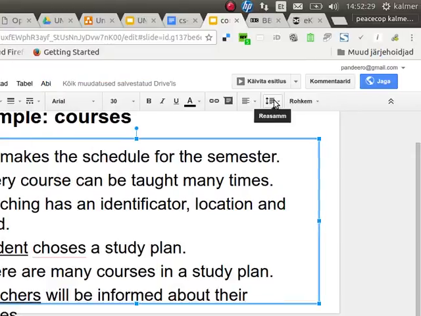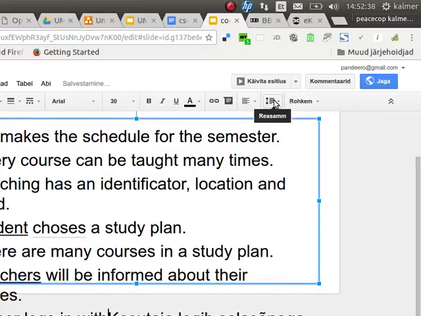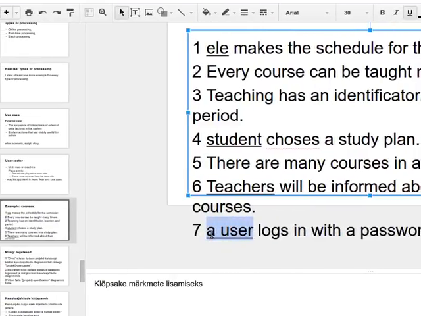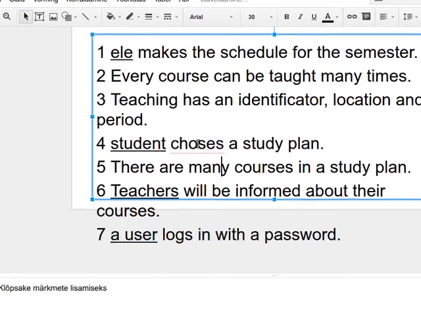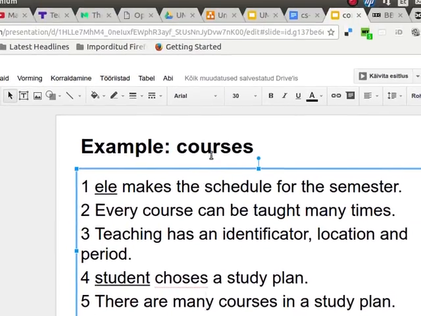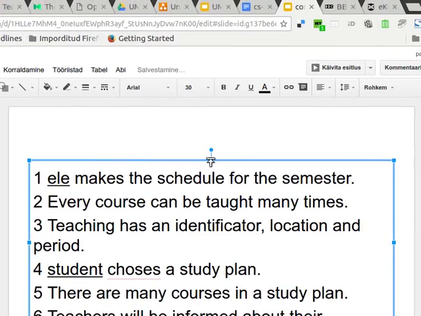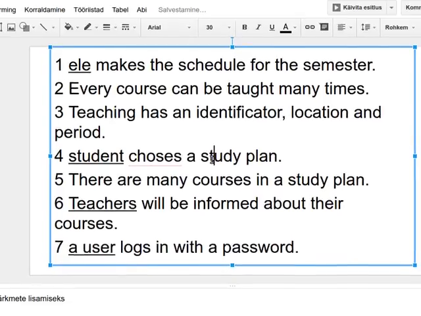The seventh, a user logs in with the password. Then the user shows a role. That means actor. Let's remove this one and have more space here.